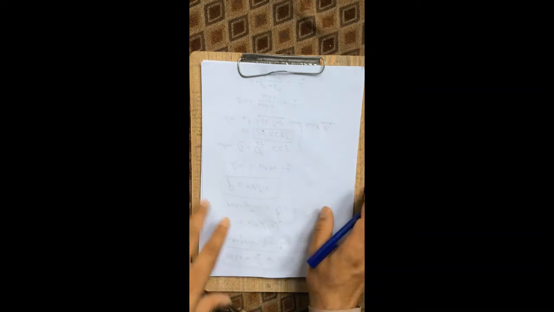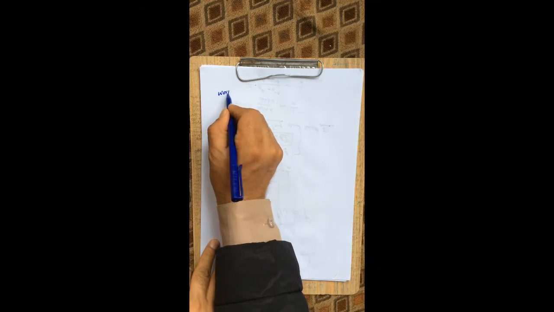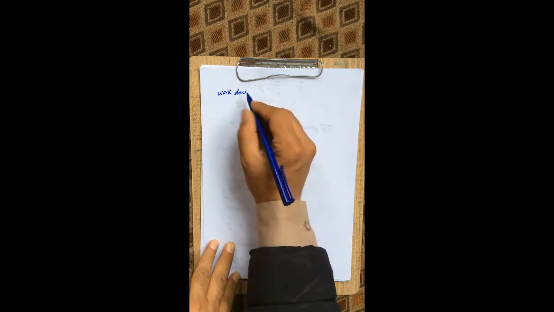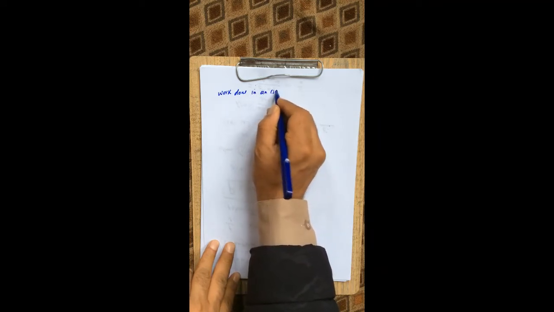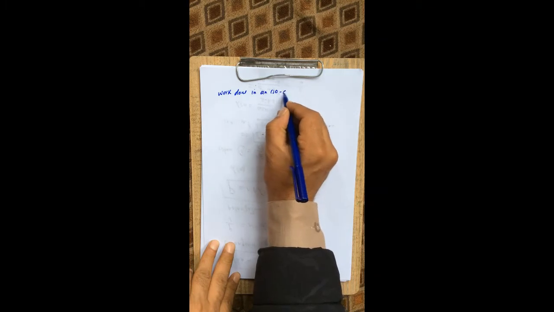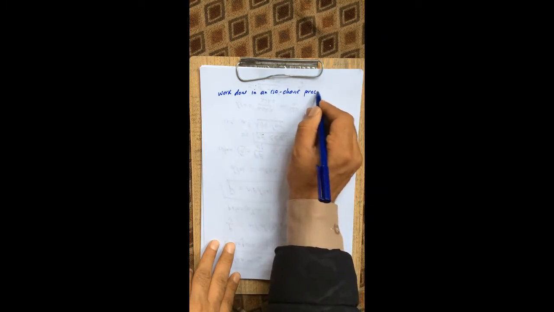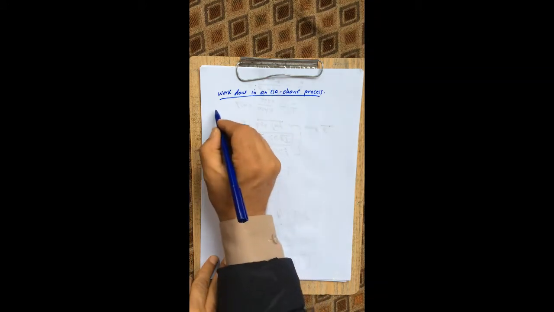Okay, next we will calculate the work done for different systems. First, I will calculate the work done in an isochoric process. What is an isochoric process? First we will define an isochoric process.